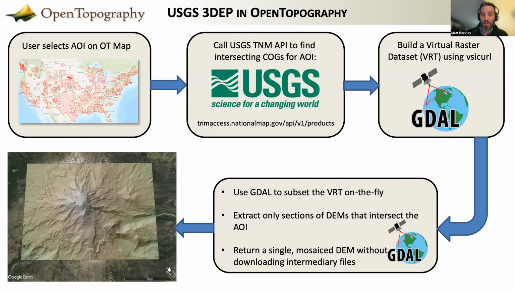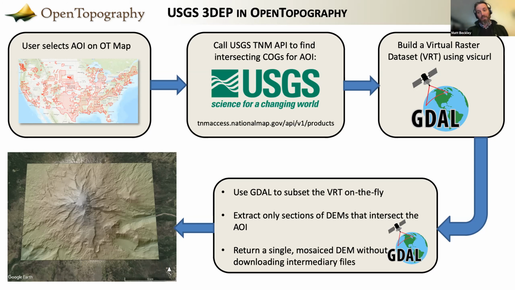So now we have a listing of all of the data files that are in the cloud, and we can build a VRT, or a virtual raster data set. That's not specific to GDAL, but GDAL provides that format for those files. And with VisiCurl, you then create this document that has dynamic access to those files. And then with the GDAL tool, you can, on the fly, subset that VRT and return basically just the single mosaic DEM for that region. So that GDAL call will actually go in and subset each of the DEMs that's listed in that file.